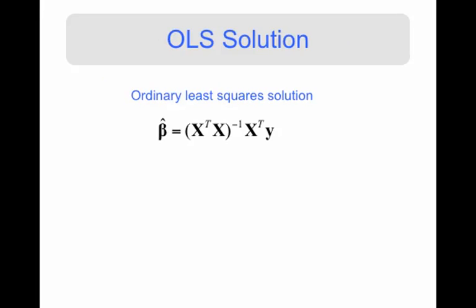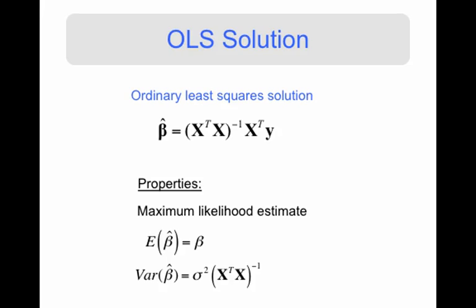So in the continuation we're going to call this the ordinary least squares, or OLS, solution. This is the least squares estimate for the case where the variance covariance matrix is equal to the identity times sigma squared. When we have a more general variance covariance matrix, then we're going to call it the generalized least squares solution, so we'll return to that later.